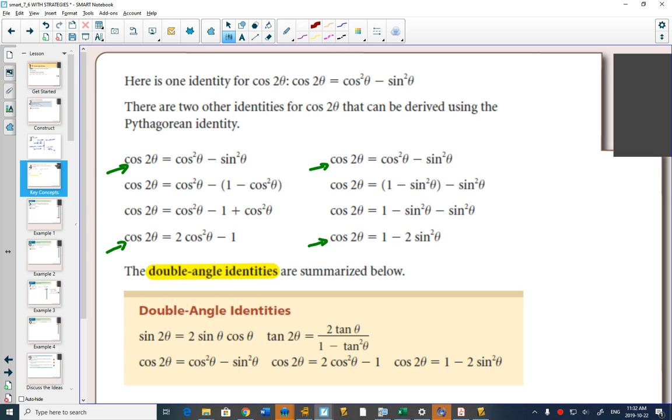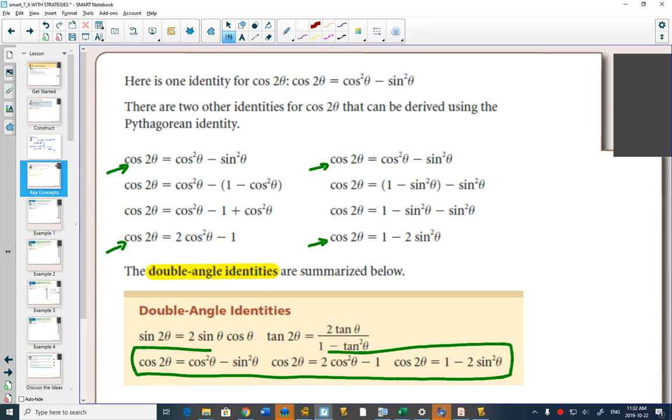And so on your formula page, they give you 3 formulas for cos 2 theta, only 1 formula for sine 2 theta, and 1 formula for tan 2 theta. And these become new tools that we can now use to do more proofs, more solution questions, more solving questions. So let's look at a couple of examples that involve the double angle identities.